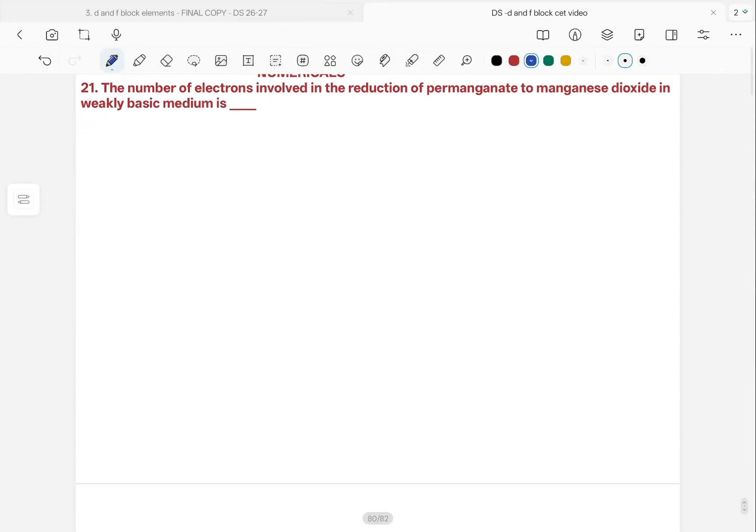The question is this way: the number of electrons involved in reduction of potassium permanganate to manganese dioxide in weakly basic medium. So how do we go about with this? MnO4 minus in weakly basic or neutral medium will get reduced to MnO2, producing OH minus ions. Upon balancing, the reaction goes this way.